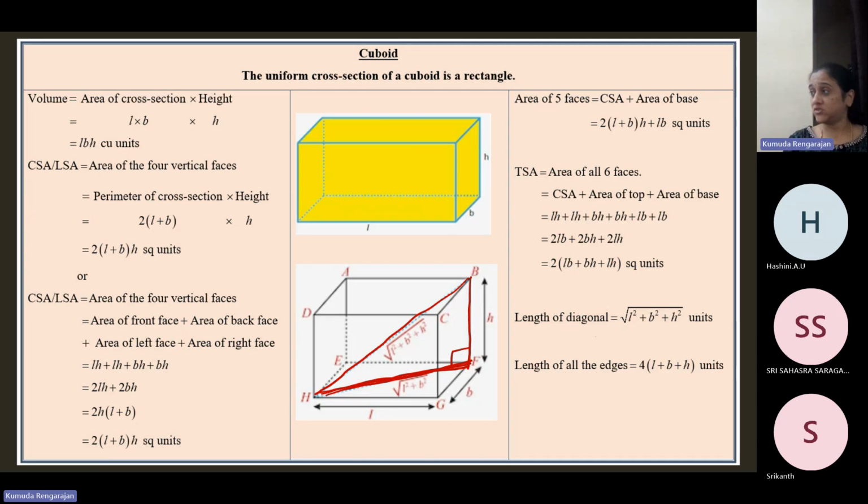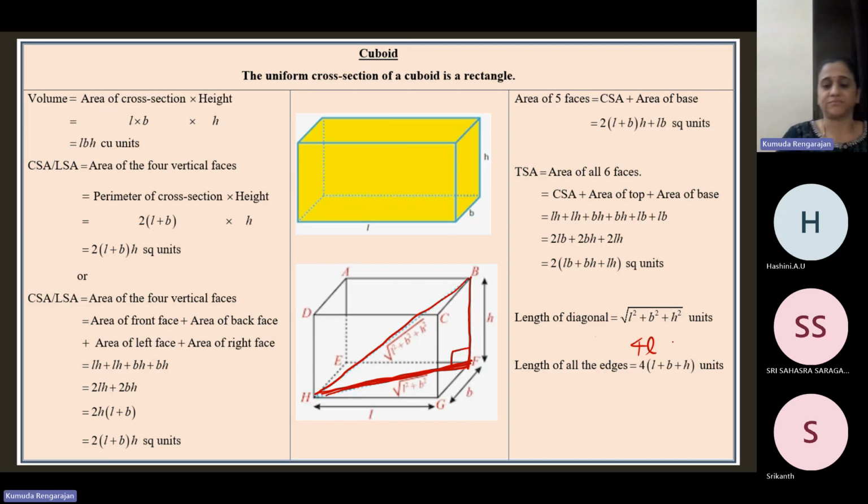Now the length of all the edges. A cuboid also has 12 edges, but the edges are not all the same. At least one will be different. Only then it's a cuboid. If all are the same, then it's a cube. It can be 5 into 5 into 6 or whatever combination. So it will have 4 edges along the length, 4 along the breadth, 4 along the height. So it is 4L plus 4B plus 4H.